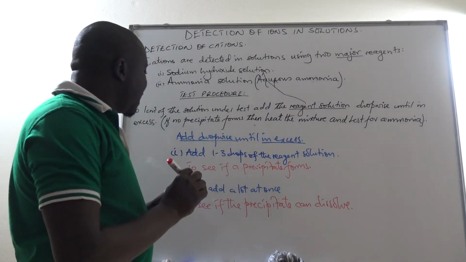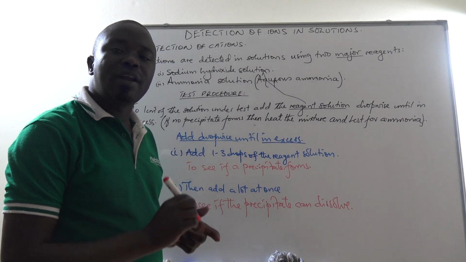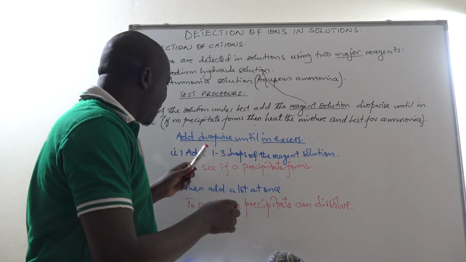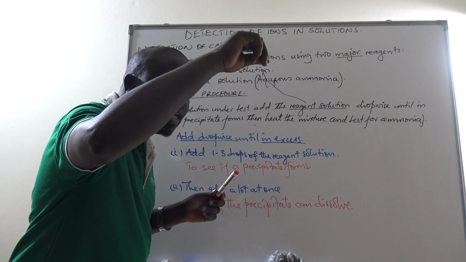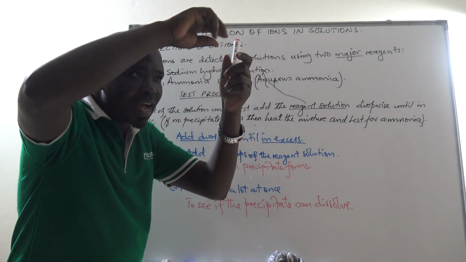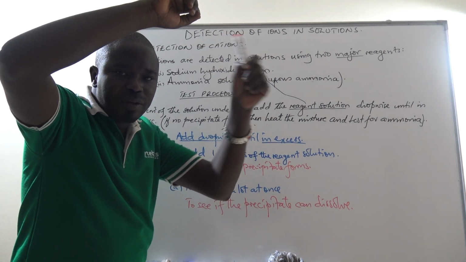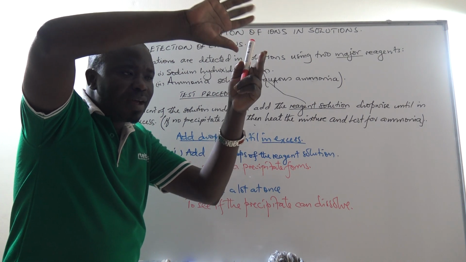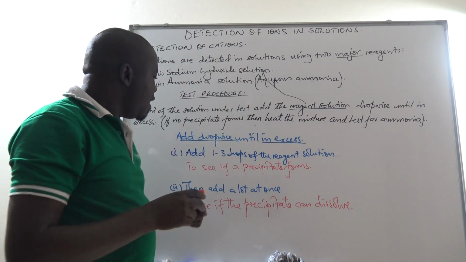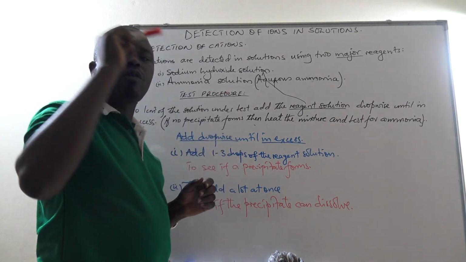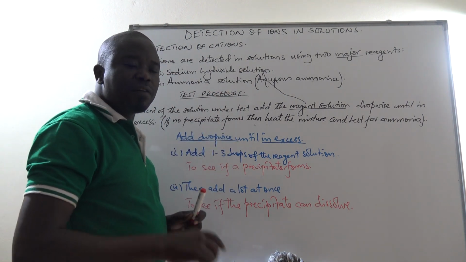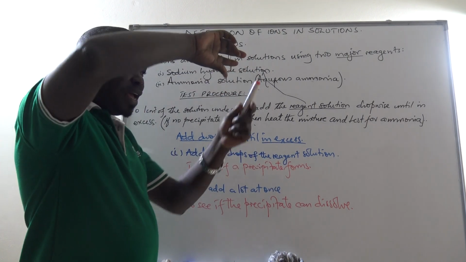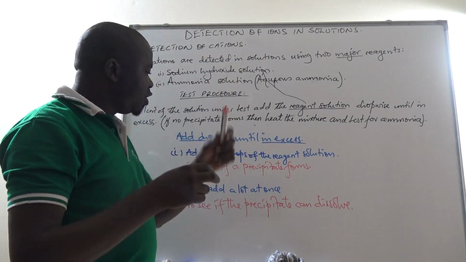So this test is supposed to take a candidate only 5 seconds. Firstly, 1, 2, 3. See, very fast. Then you shake a lot, and you add a lot at once. Squeeze your dropper and then you shake. If it does not dissolve, please confirm. If it cannot dissolve, add more reagent solution and you add a lot as you shake.